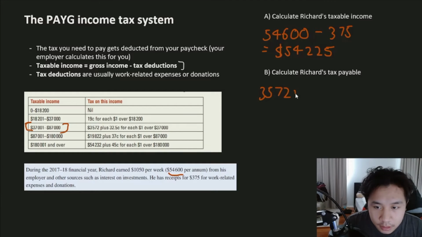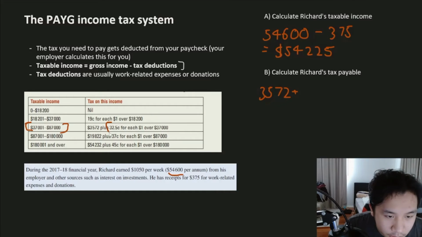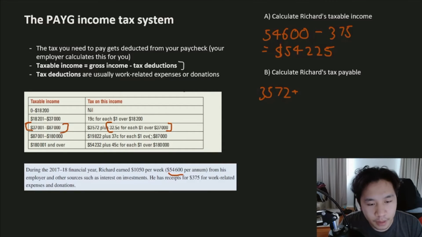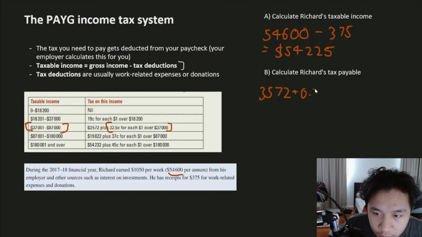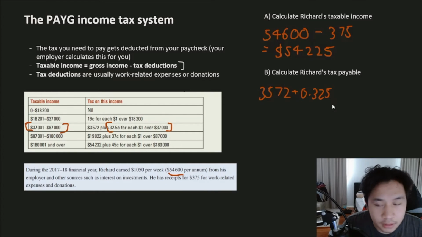Plus, so I'm just going to plus here, 32.5 cents for each $1 over 37,000. Now that's a bit wordy, but I'll explain what that is. You just need to figure out how much he earns over 37,000 based on this taxable income. So I'm just going to write 0.325, that's just 32.5 cents in dollars. And I'm going to times that with how much this amount is over 37,000.